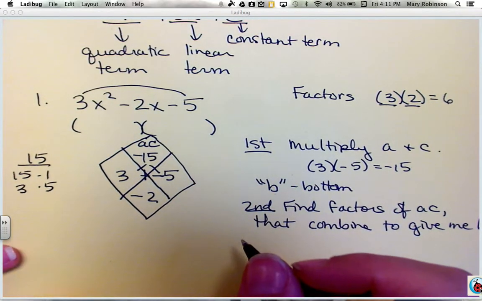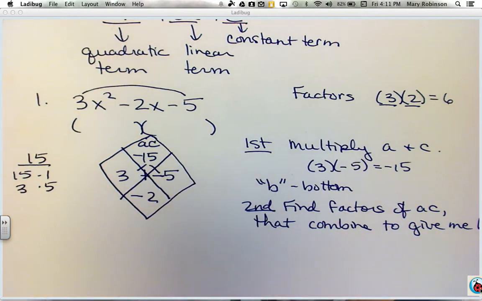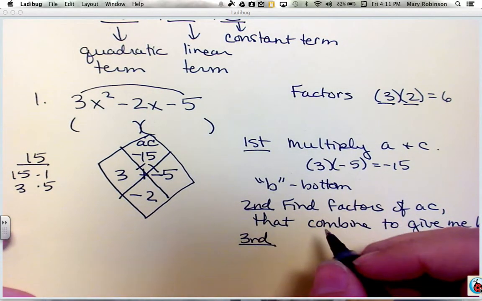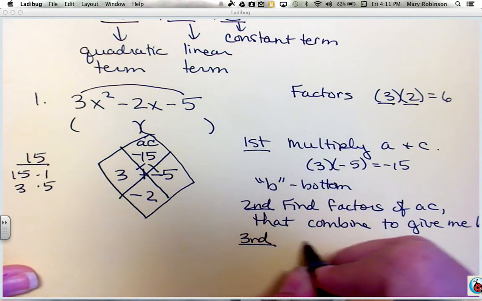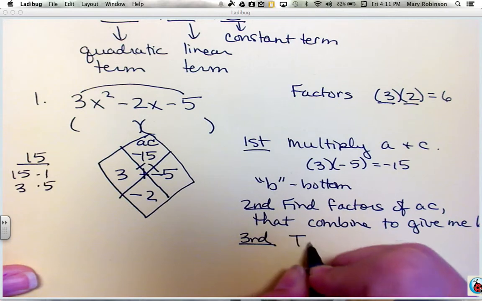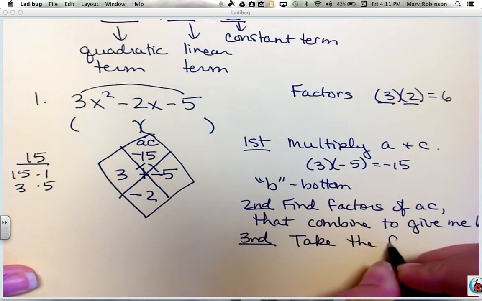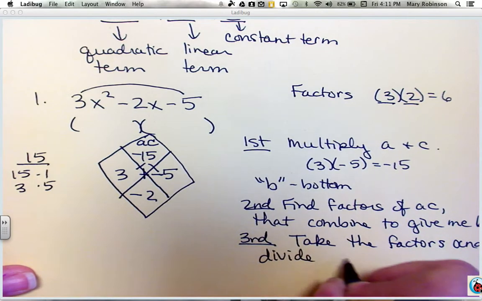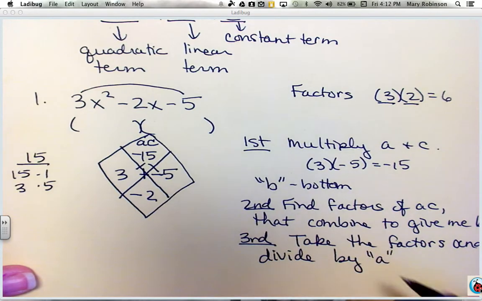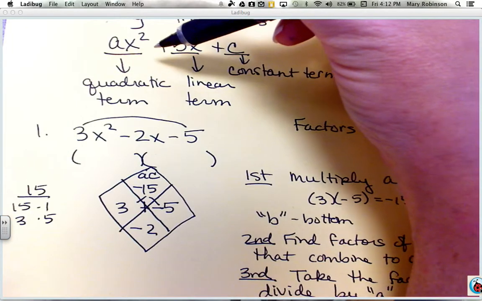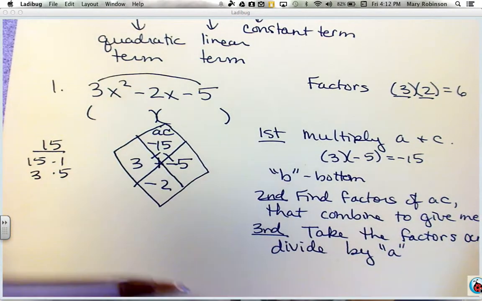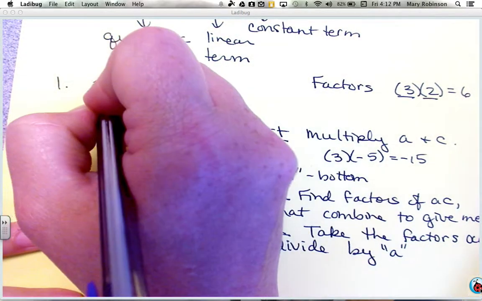So now that we've established that, we're going to do next what we call the bottoms up method. Meaning, my next step is to take these factors that I found and divide by a. Now, of course, by a, I'm referring to the coefficient of our quadratic term again. So since my a value is 3, I'm going to take both of these terms and divide them by this 3.